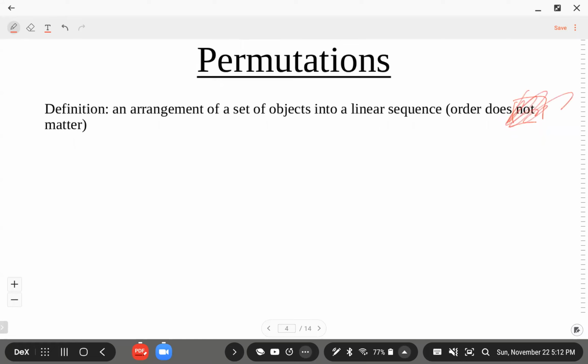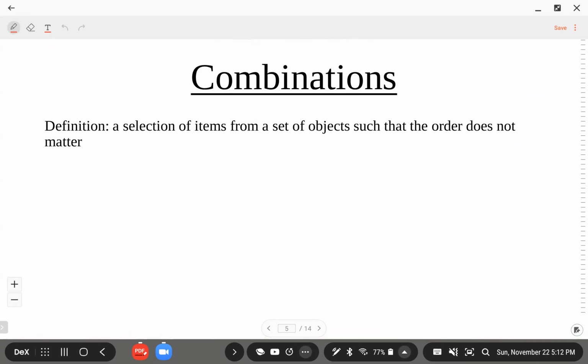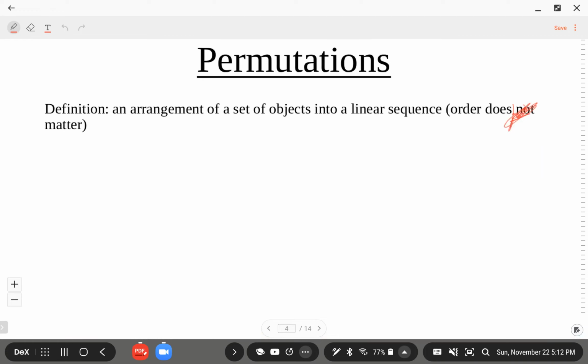That is so wrong. How did I even prepare these? Order does matter. I was talking about combinations. Big mess up right there. Combinations: order does not matter. Permutations: order is everything. Don't pay attention to this knot right here. Yes, order does matter. Just color that in. There we go. Okay, back to the topic.